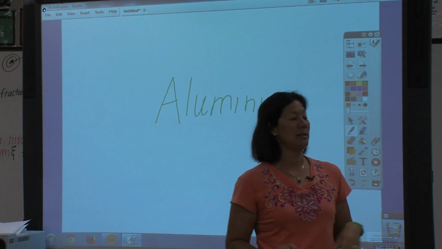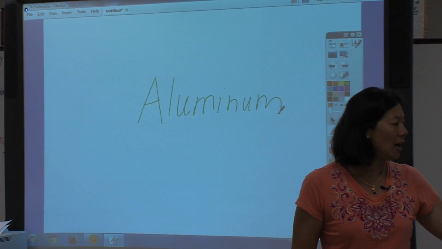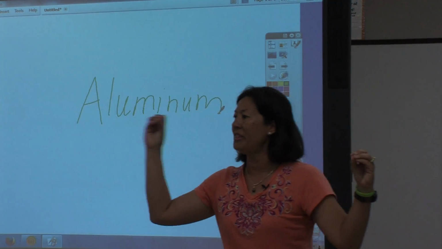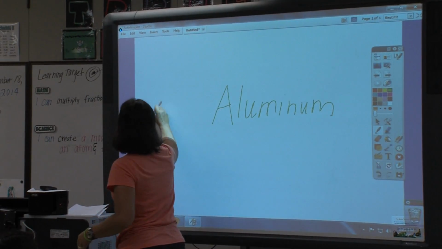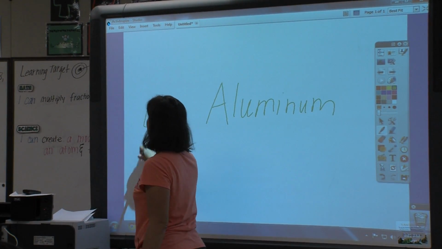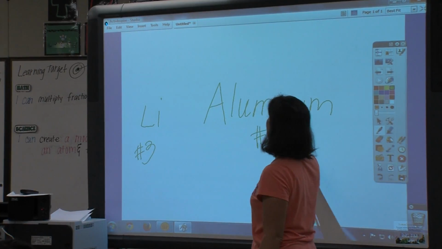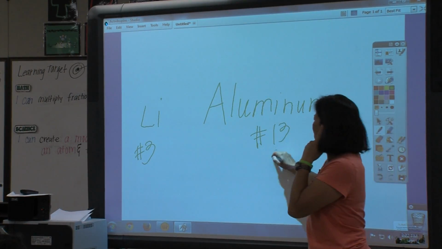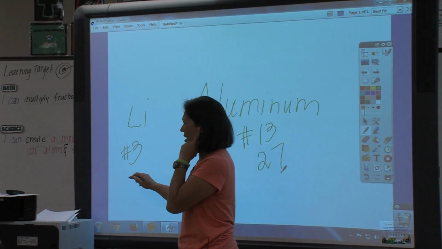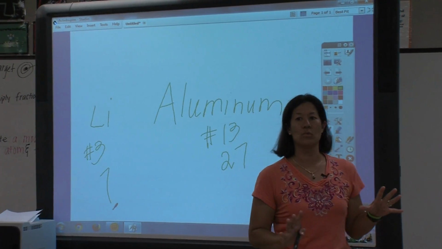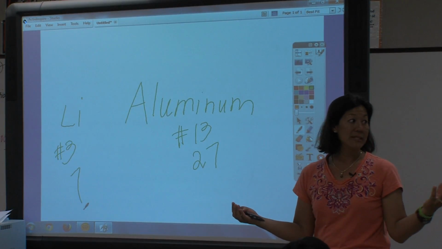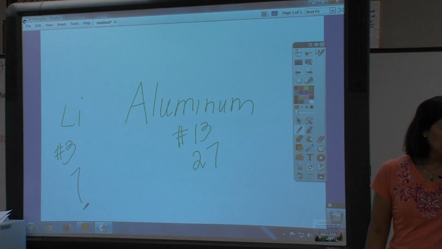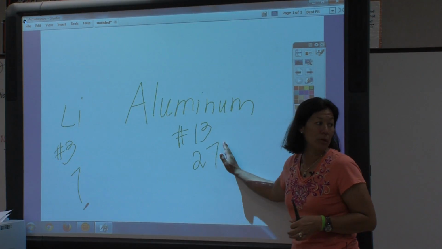What do you notice is the difference between the nucleus of an aluminum compared to lithium? Lithium was atomic number 3, and aluminum is 13, right? And this was 27, and this was 7, I think? Okay, what happens when you compare the nucleus? There's 10 more protons and neutrons in the nucleus. Okay, so the nucleus has a lot more protons and neutrons in it.